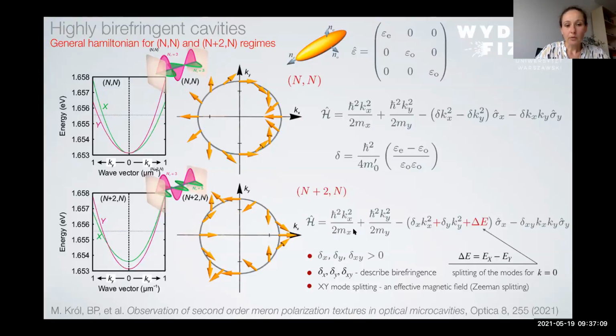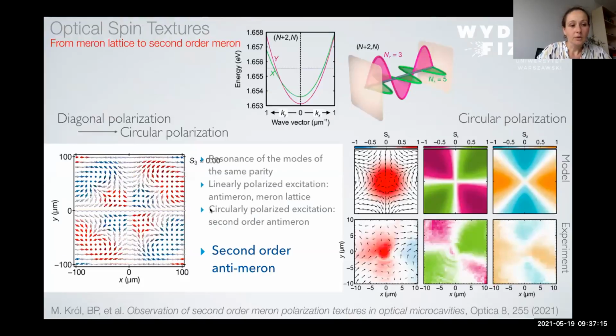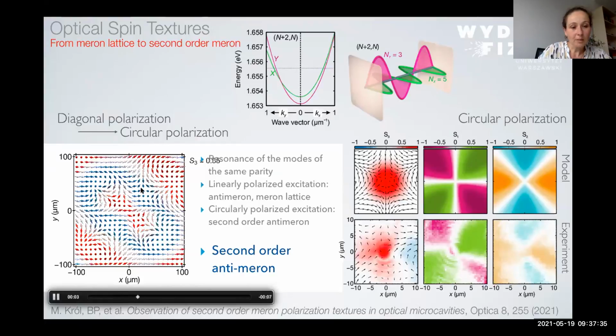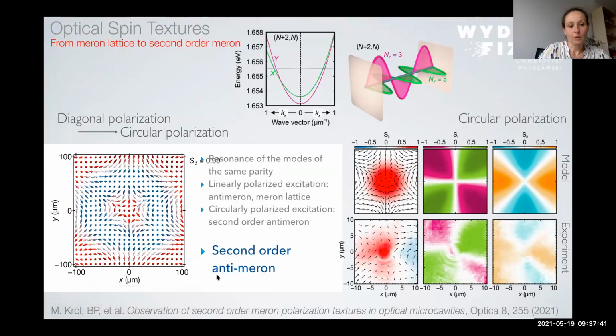But in this regime, if you ask me what the meron and skyrmion texture looks like, it is composed not of merons but of anti-merons and anti-skyrmions. Again you have this lattice of merons, and when we change from diagonal to circular polarization, this pattern evolves to the second order anti-meron for pure circular polarization. We could also confirm this in our cavity for the S1 and S2 polarization. They are now rotated.